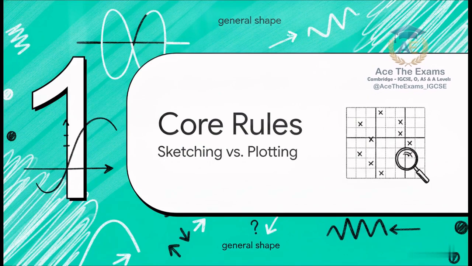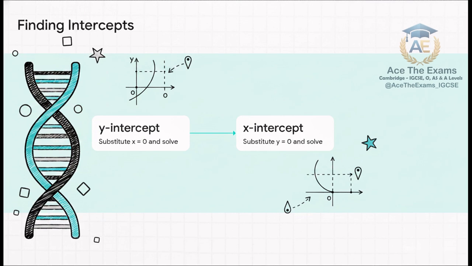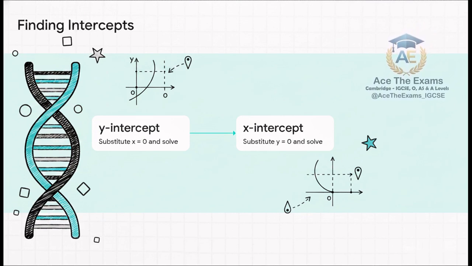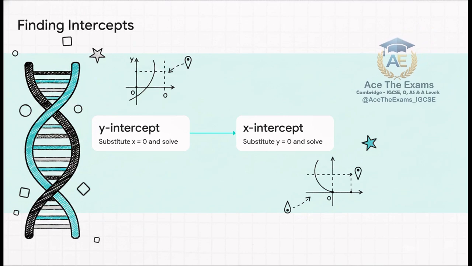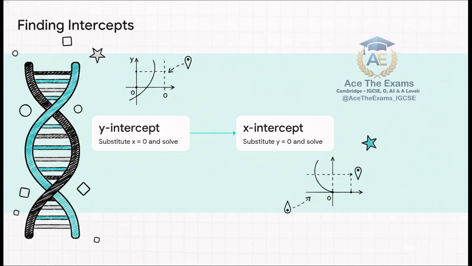Section 1. Core Rules of Sketching. To start, we need to completely decode the Cambridge command word sketch. When an examiner uses the word sketch, they are explicitly telling you not to do what Alex does. They do not want a perfectly plotted set of 20 coordinates on graph paper. They are testing your analytical understanding of the function's structural framework.